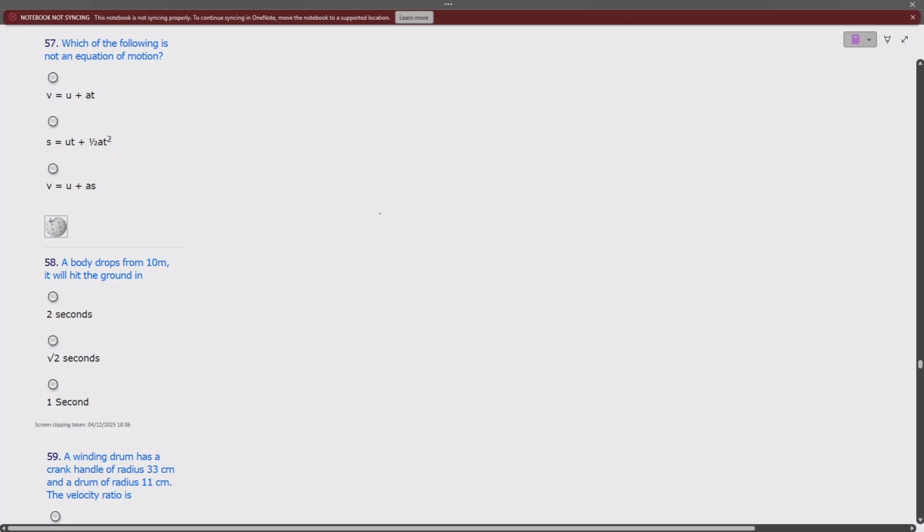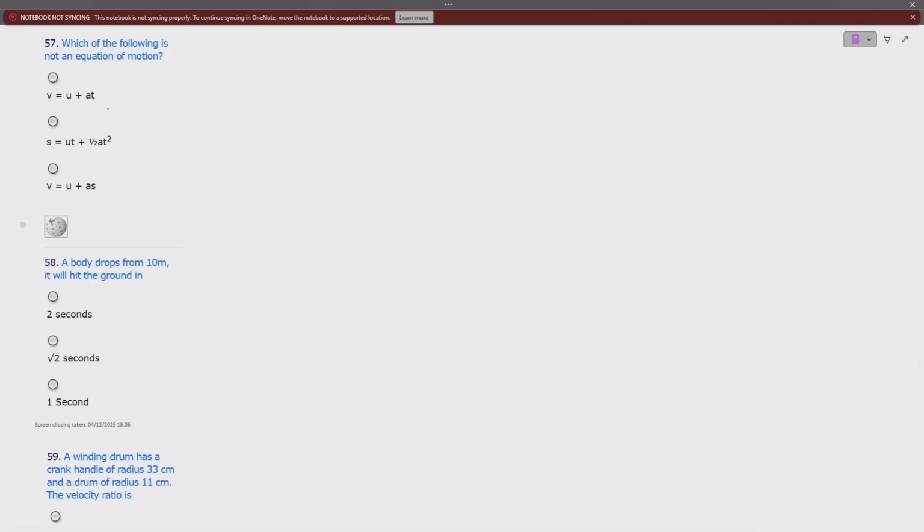Which of the following is not an equation of motion? v equals u plus at is an equation of motion. s equals ut plus half at squared is an equation of motion. This is not.